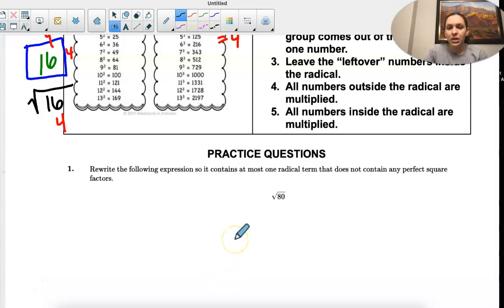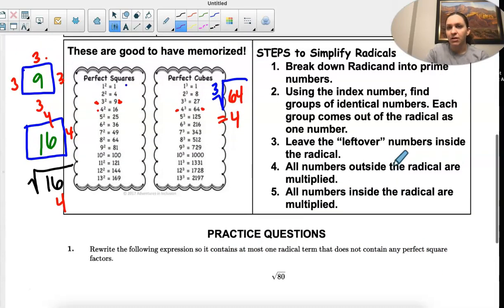So we're gonna simplify problem number 1. My problem came up as the square root of 80. Yours might be a little different, but it should just be one number, no variables. And we're gonna rewrite the following expression so it contains at most one radical term that does not contain any perfect square factors. So I'm gonna go through these steps when I solve.